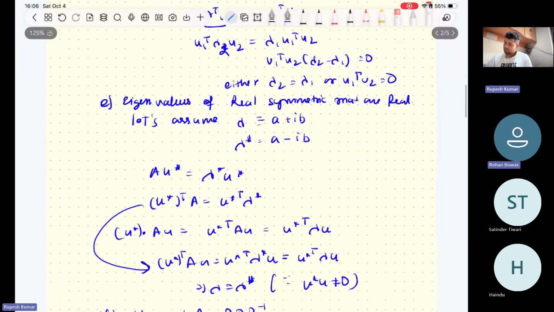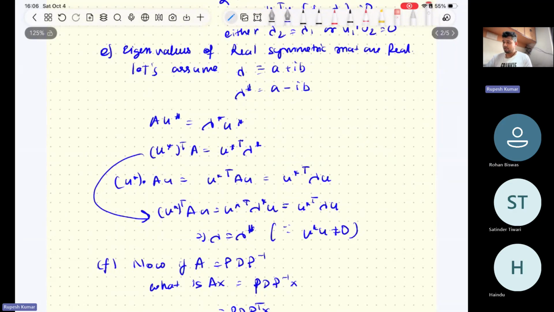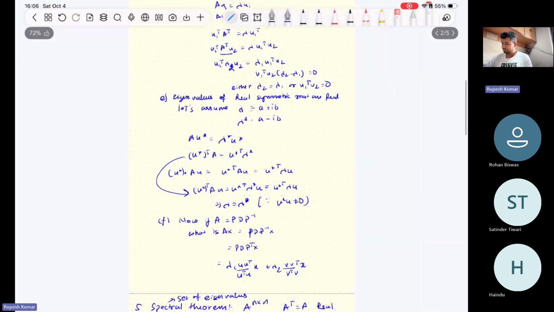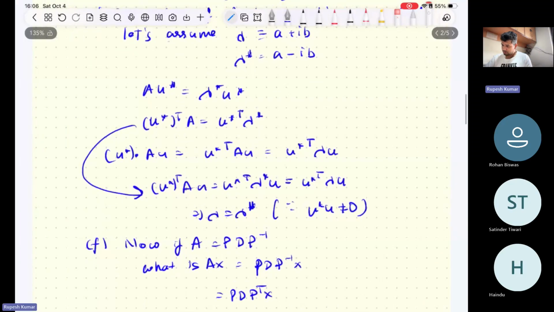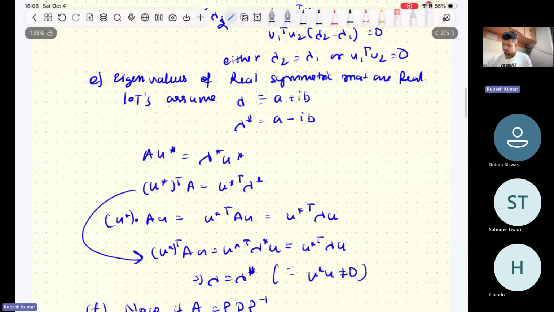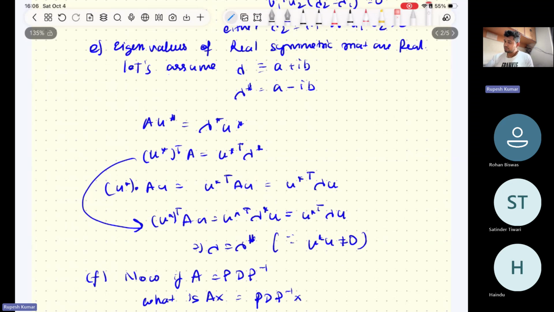So eigenvalues of a real symmetric matrix are real, right? Now we have to show that the eigenvalues of a real symmetric matrix are real. For this, it is very simple. Just assume that the eigenvalue is an imaginary value, so it's a complex number, a plus iota b. Then its Hermitian, which is essentially the complex conjugate, is a minus iota b.